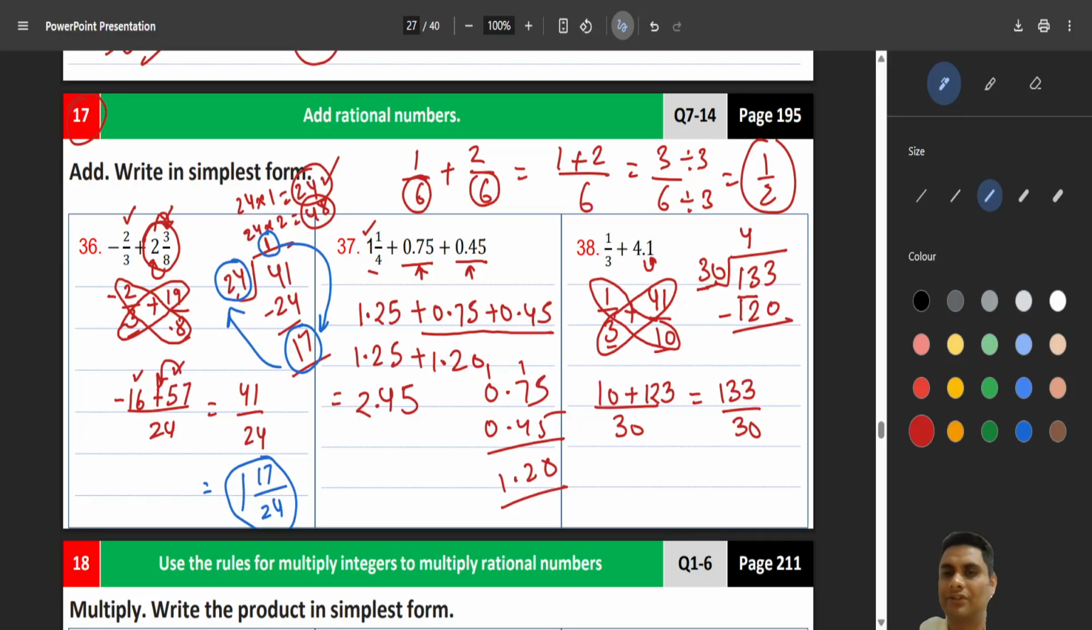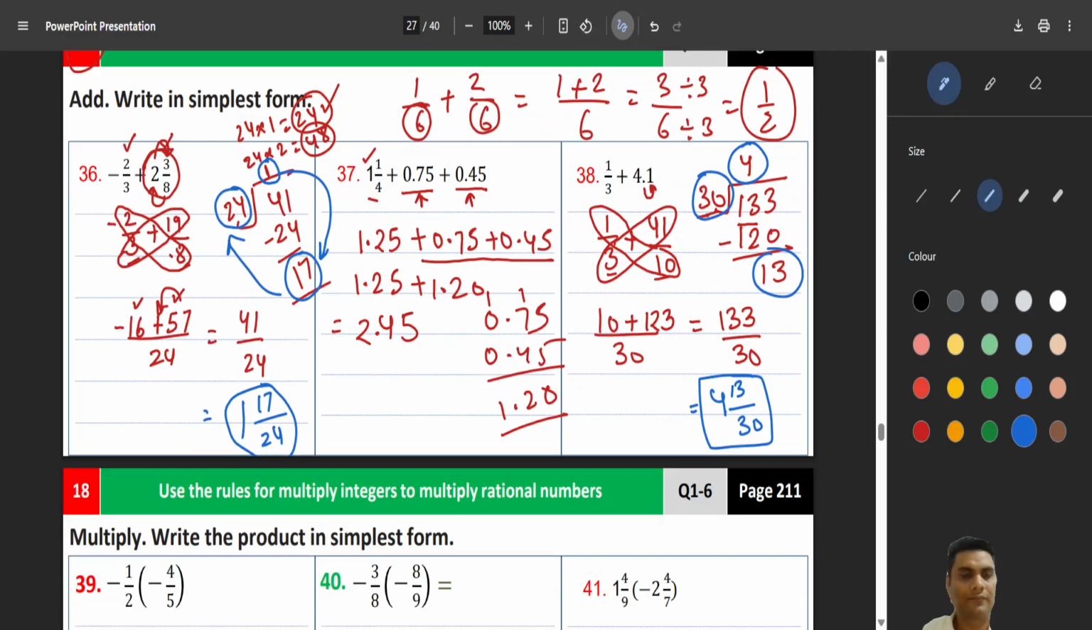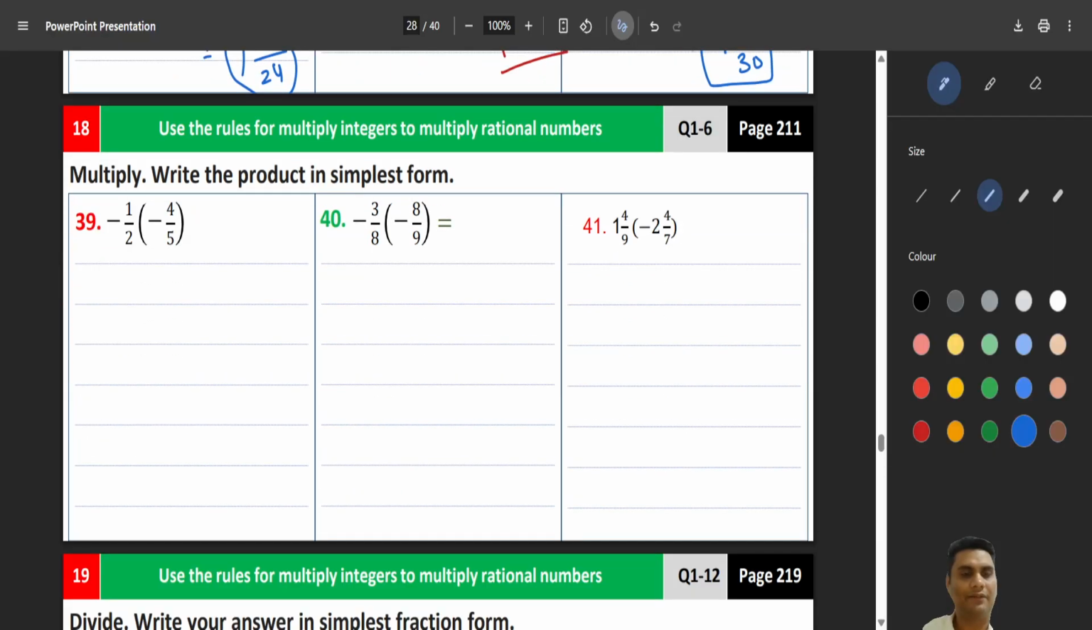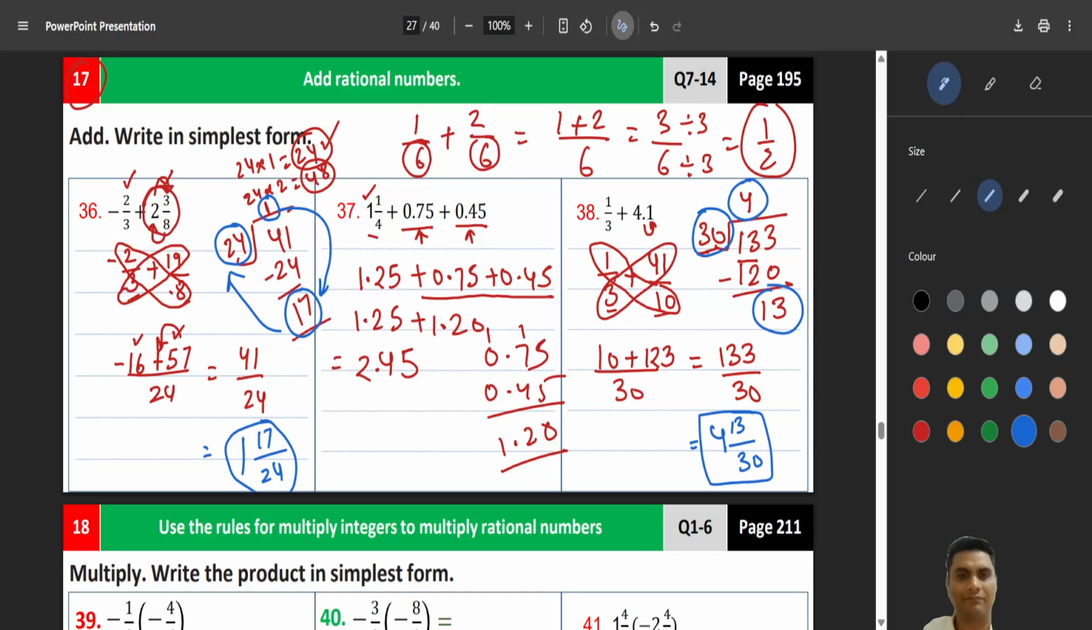Do minus. 3 minus 0, 3. 3 minus 2, 1. Do I have any other number to bring down? No. So I will stop here. What are the three numbers? 4, 13 and 30. So I will keep the 4 here, then 13 here and 30 here, and this is my final answer. Okay? I hope you understood it. This is how you have to solve the addition of rational numbers. Now question number 18. See, the rules of addition and subtraction are the same. Even if it is subtraction also, same rule.